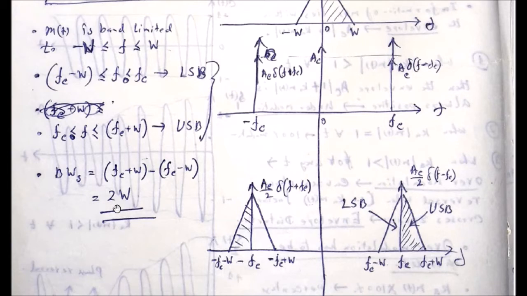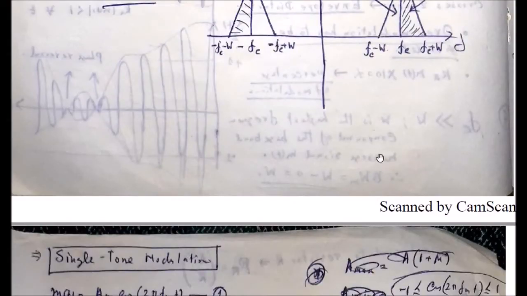That means if the bandwidth of a message signal is W, and it is modulated by a carrier signal fc, which is much greater than W, then at the output you will get a modulated signal which must have the bandwidth of 2W. That means the bandwidth of the message signal will be doubled after modulation, because it contains the message twice. One is the upper sideband, another is the lower sideband. So these are the frequency domain description.